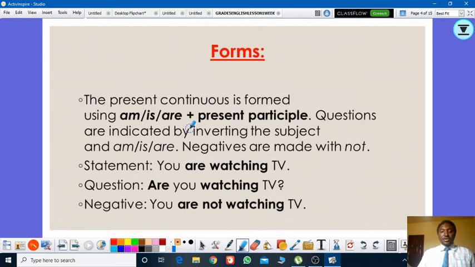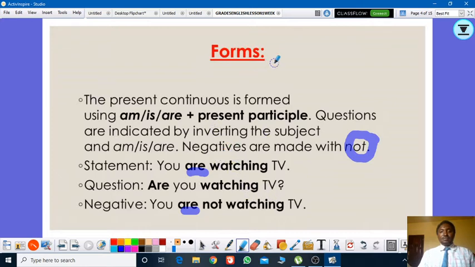And we have examples here. The affirmative statement, example: you are watching TV. A question: are you watching TV? So you can see that this positive statement has been inverted to make the question. And then the negative form is you are not watching TV, as we have learned that negatives are made with not.